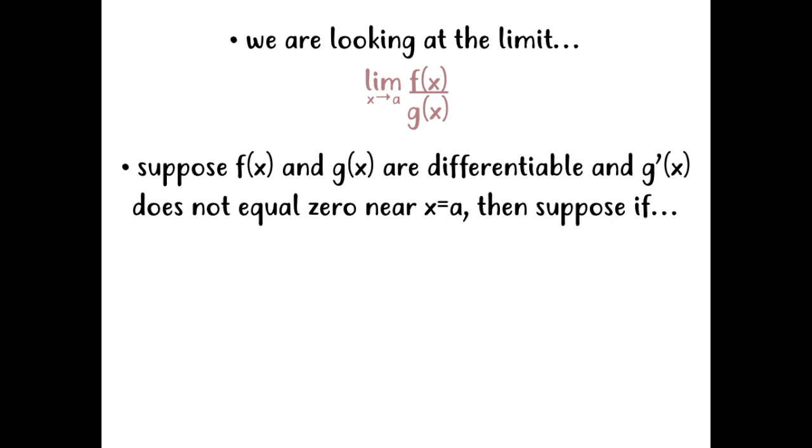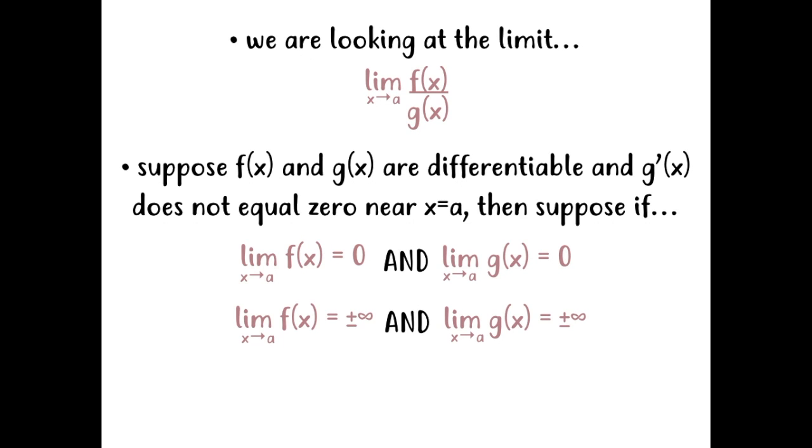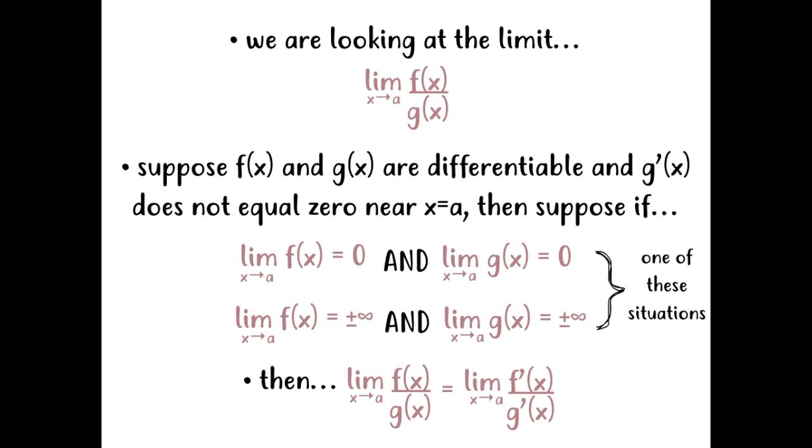x equals a. Then suppose if the limit as x approaches a of f of x equals 0, and the limit as x approaches a of g of x equals 0, or the limit as x approaches a of f of x equals positive or negative infinity, and the limit as x approaches a of g of x equals positive or negative infinity, then the limit as x approaches a of f of x over g of x equals the limit as x approaches a of the first derivative of f of x over the first derivative of g of x. As long as it's one of these two situations, then this theorem works.